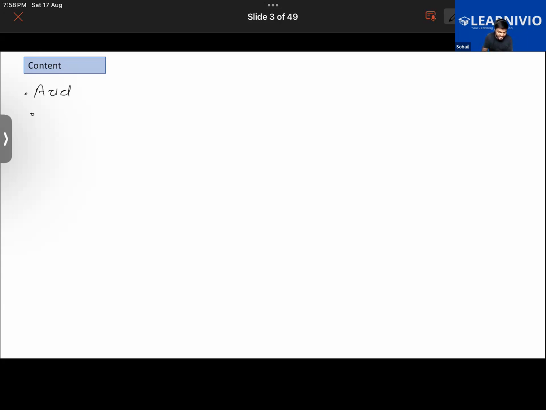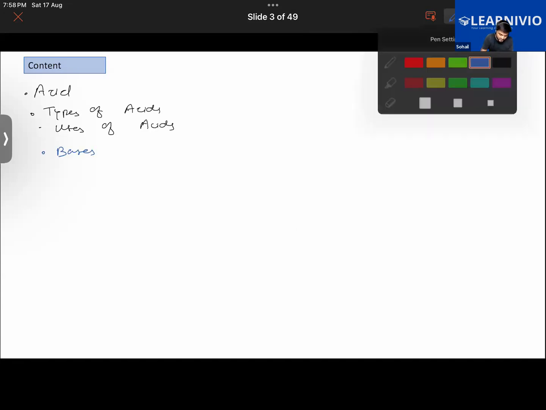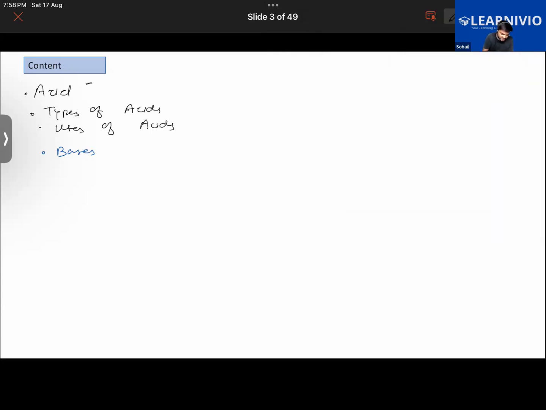We should be learning about acids. Under this, we should be learning about types of acids, and then uses of acids. Later on you'd be learning about bases. Now what are their properties? By the way, right next to acid in a bracket, write about its physical and chemical properties. You guys have to write this down.